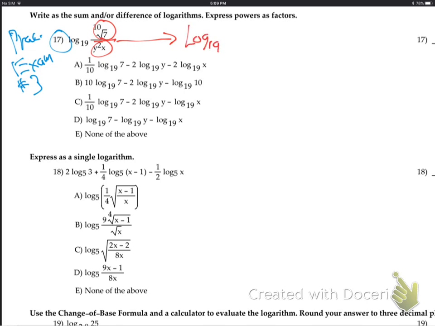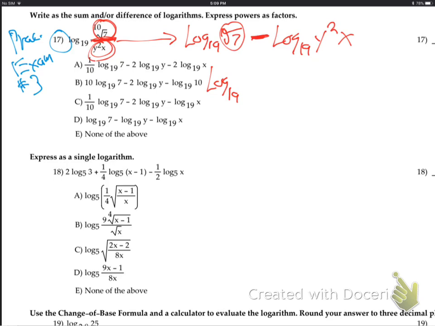So log base 19 of the 10th root of 7 minus log 19 of y squared x, right? So it's numerator over denominator. That becomes subtraction. Remember those rules? Remember that dividing within one log becomes subtraction between two. Okay, now from here, this is log base 19.